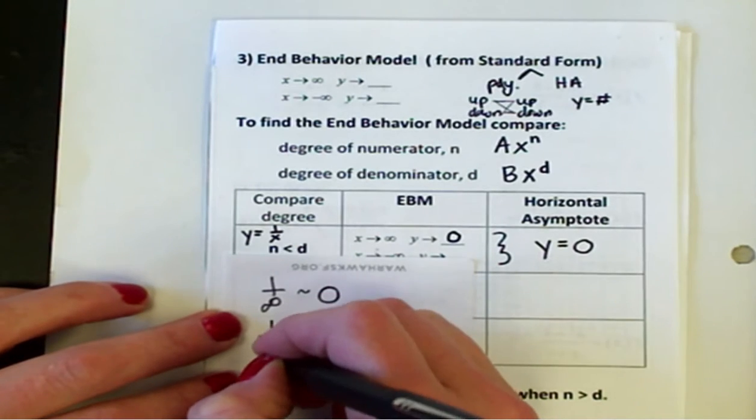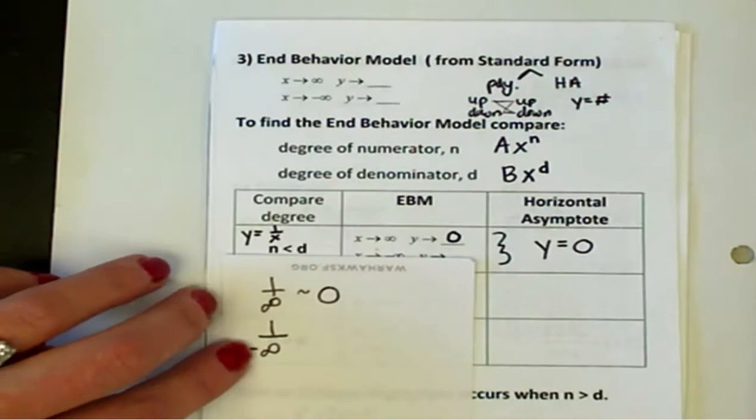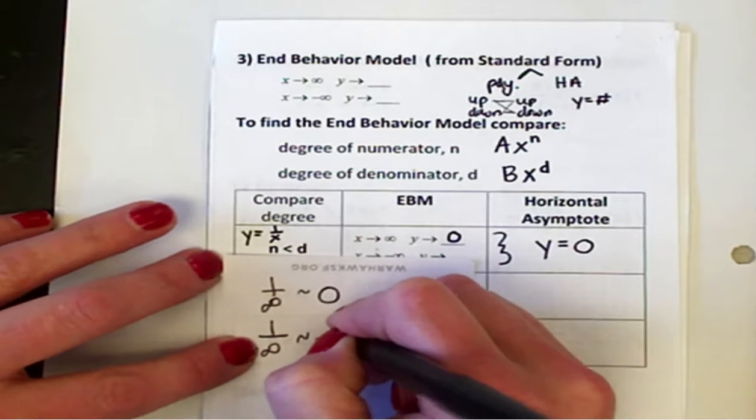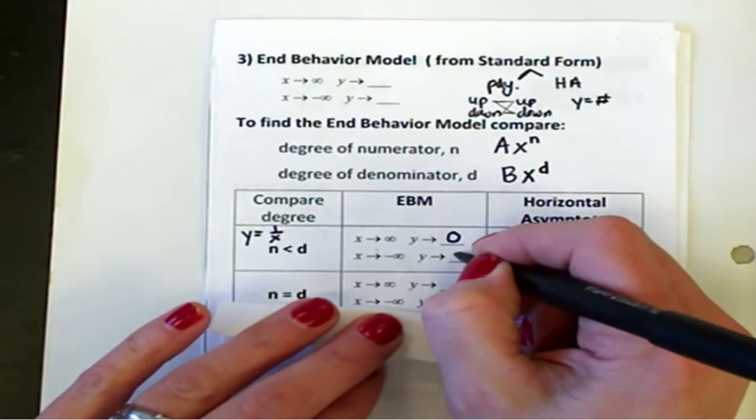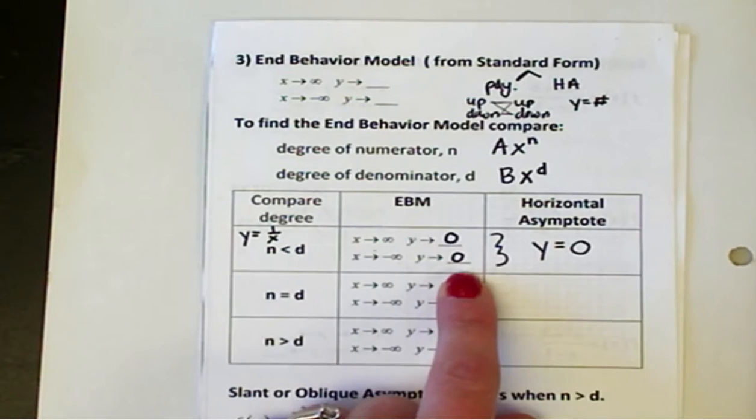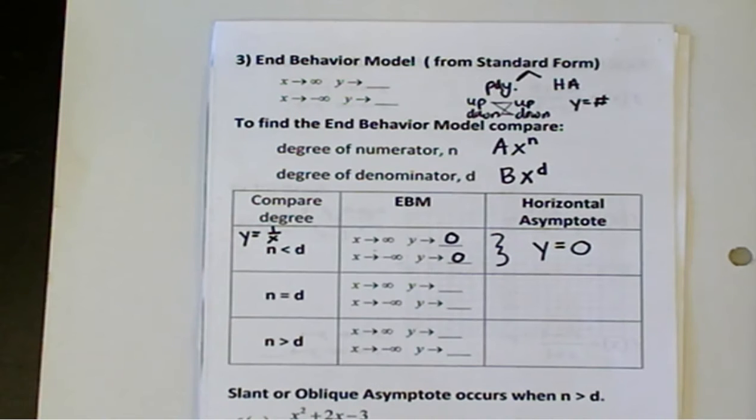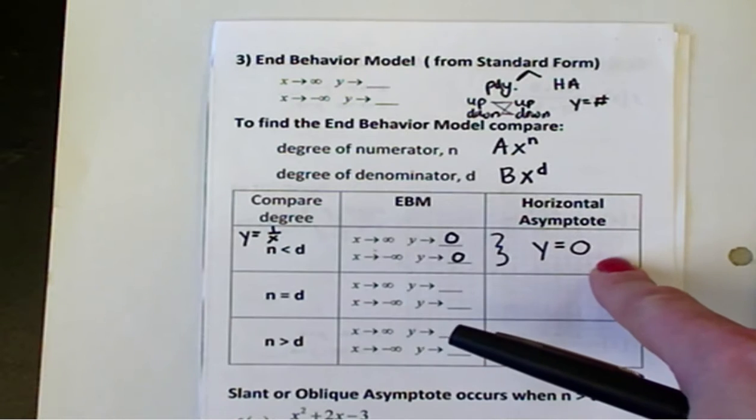Okay. Same thing. Basically, negative 0. Well, 0 is not really positive or negative. It's just 0. Notice that the end behavior model, because of a number, it actually turns into the horizontal asymptote. It's telling you where the arrows go. The arrows go at the line y equals 0.